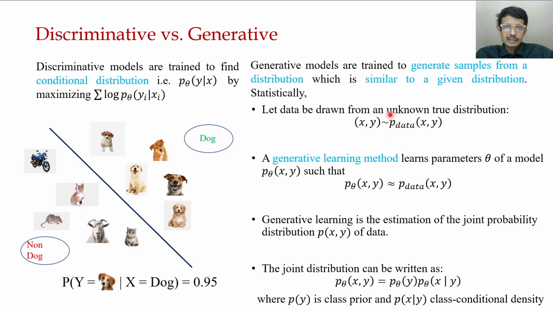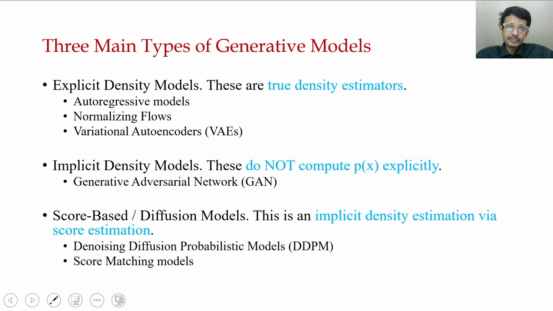Okay. So this is the discriminative. Now there are mainly three types of generative models. First of all, explicit models. What do we mean by explicit density models? They are true density estimators. That's it, they really estimate the density. So autoregressive models, which we have seen in language models, normalizing flows, and variational autoencoders are explicit density models.